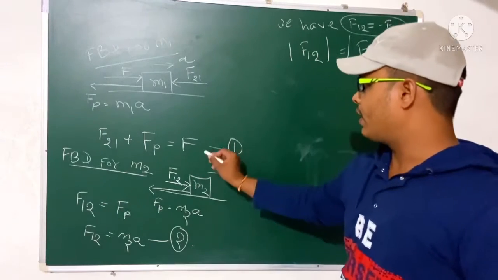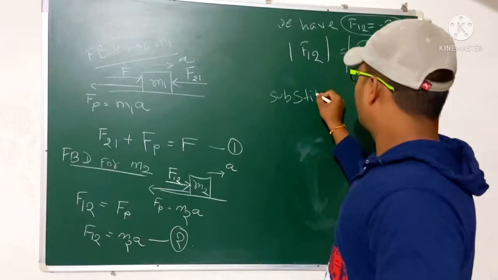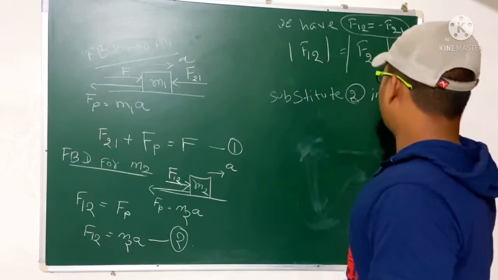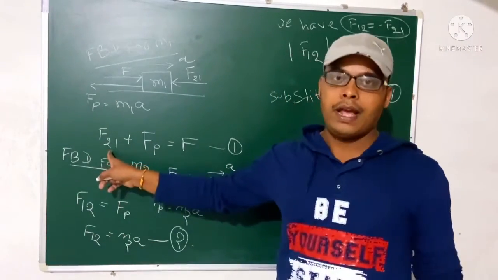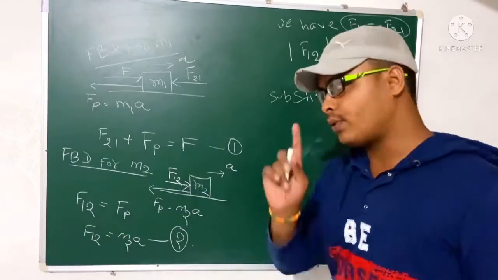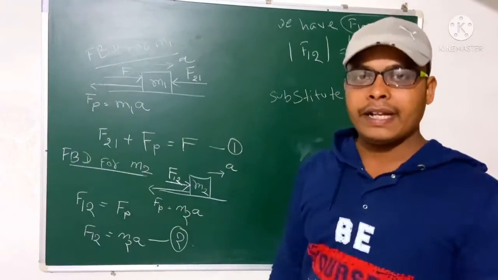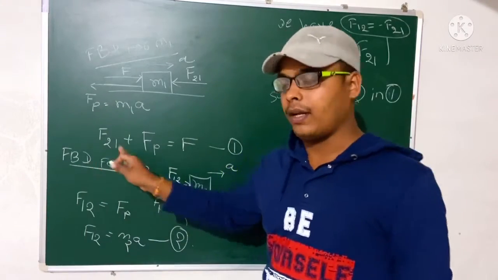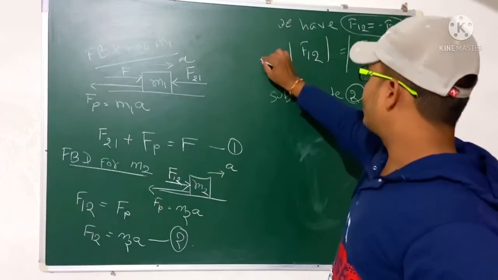Now substitute 2 in equation 1. So what will happen? Your F12 equals F21. I am again repeating, F12 is negative F21, but that negative sign is due to direction. I have already specified the direction, so remove the negative sign and go to the positive sign, where F12 is equal to F21. So substitute 2 in equation 1 using this.